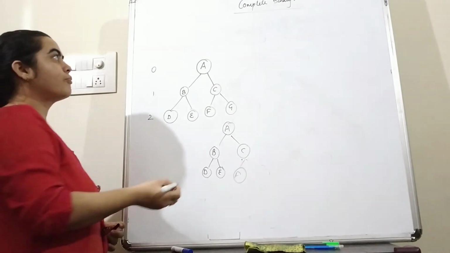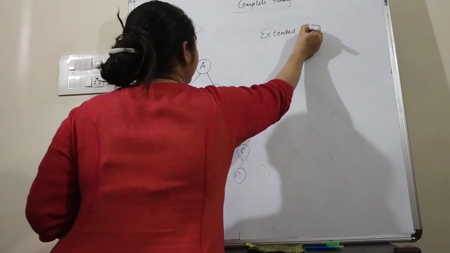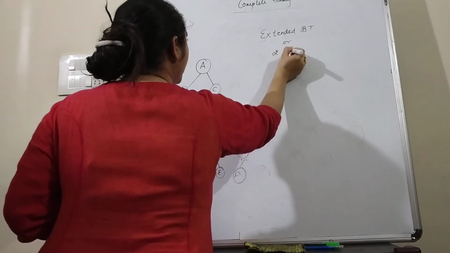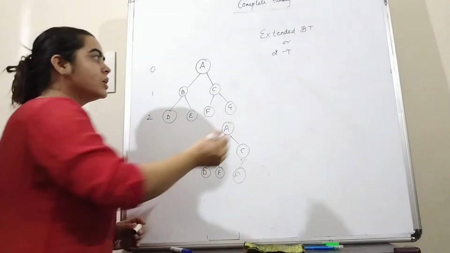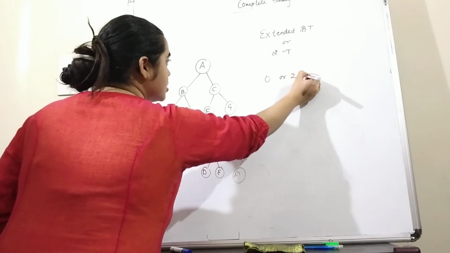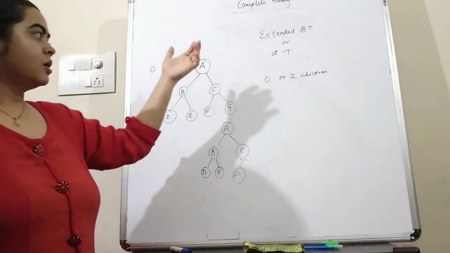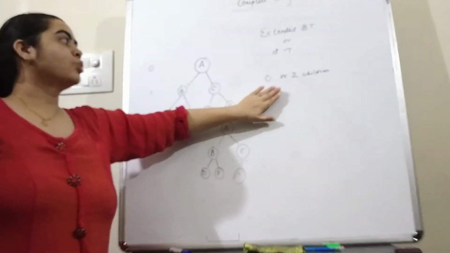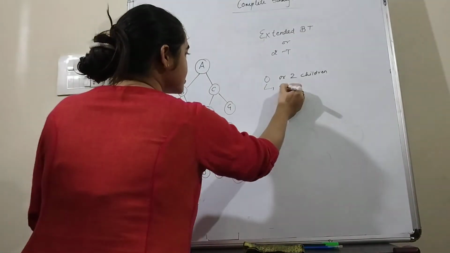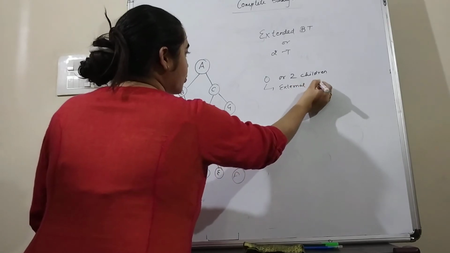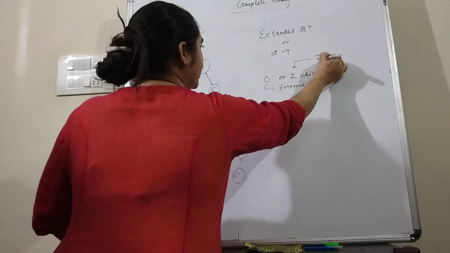Now the next type of tree is the extended binary tree. So students, an extended binary tree is also known as a two tree. In an extended binary tree, each node has either 0 children or 2 children. So each node should contain 2 children, or the node has 0 children. If the node has 0 children, that node is known as an external node. And if any node has 2 children, that node is known as an internal node.